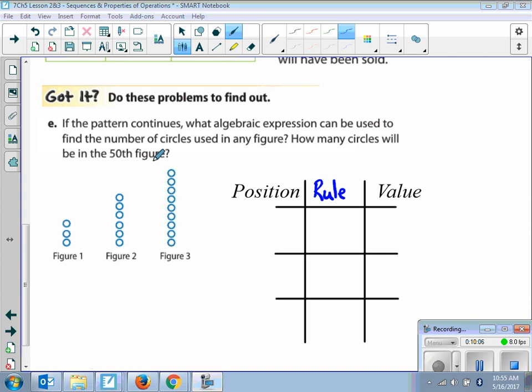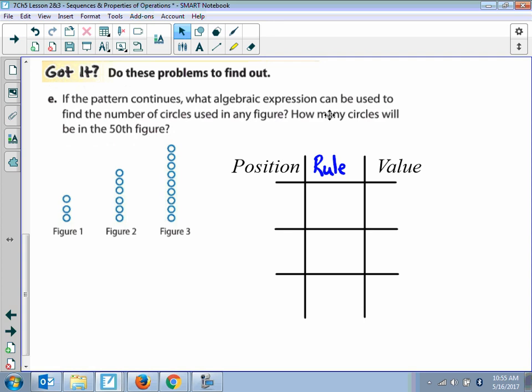So here it says, for the got it, it says, if the pattern continues, what algebraic expression can be used to find the number of circles used in any figure? And then we want to know how many circles will be in the 50th figure. So if I'm looking at the picture and I want to fill in our table, we have figure 1, 2, and 3. So that's position 1, 2, and 3. Is everybody with me? So this is 1, 2, and 3.